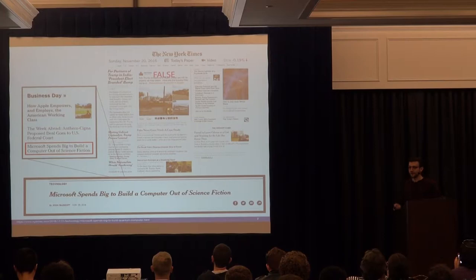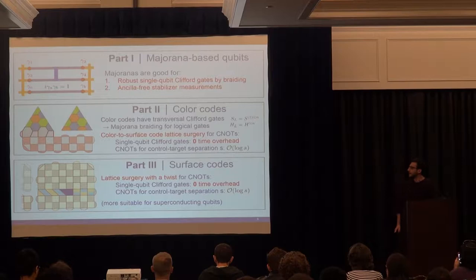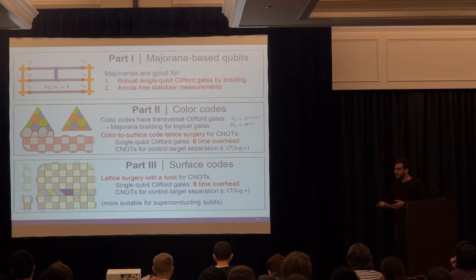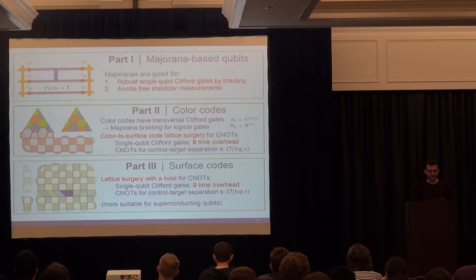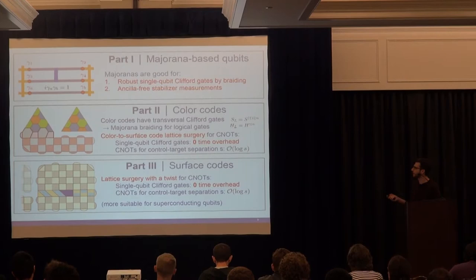So since Microsoft is investing heavily in Majorana qubits, perhaps it's worth taking a look at what they can actually do. So in the first part of my talk, I'll try to give you a rough overview of Majorana-based qubits, but focusing less on how to build them and more on what they can actually do. And the message is going to be that they're good for two things. One, they give you robust single-qubit Clifford gates by braiding. And two, you can use them to measure stabilizers without the use of measurement qubits or ancilla qubits. So they have ancilla-free stabilizer measurements.